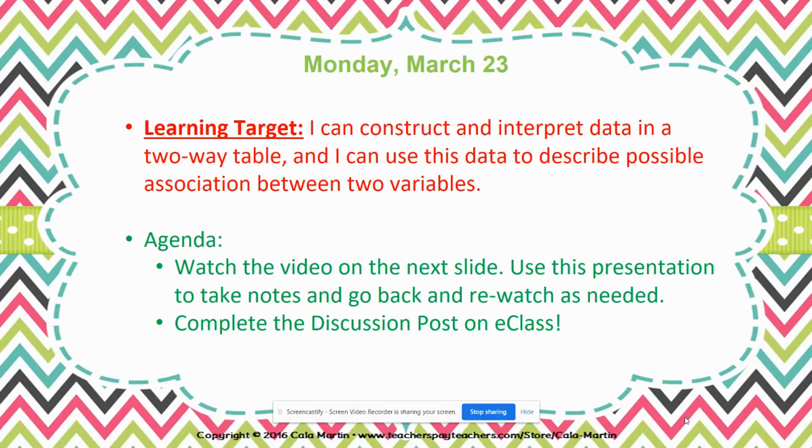All right, today we're going to continue learning about bivariate data, and we're going to look at what we call two-way frequency tables. So your learning target for today is: I can construct and interpret data in a two-way table, and I can use this data to describe possible association between two variables.